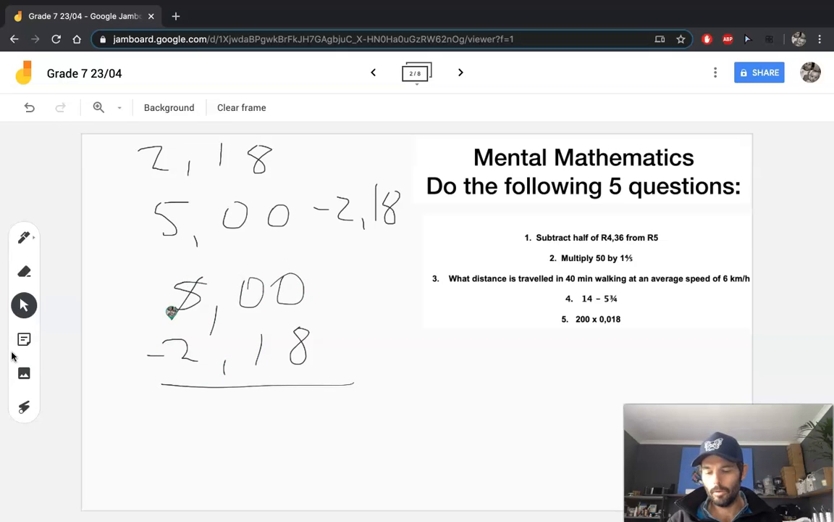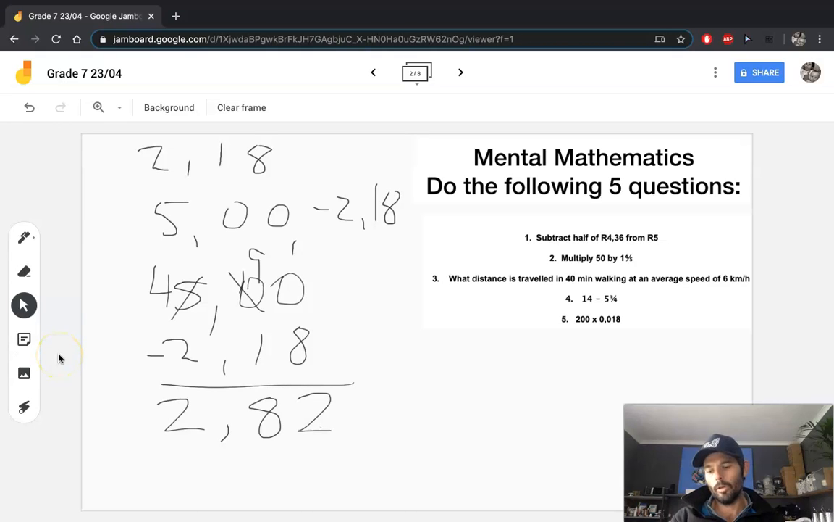borrow. Okay, 10 minus the 8 is 2. 9 minus the 1 is 8. Decimal in the same place. Okay, that's really important. 4 minus 2 is 2. Perhaps you could recognize that 5 Rand minus 2 Rand 18 is 2 Rand 82 immediately, and that's also fine.